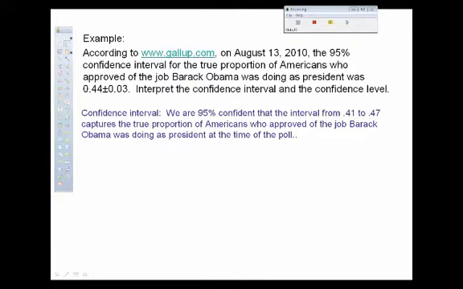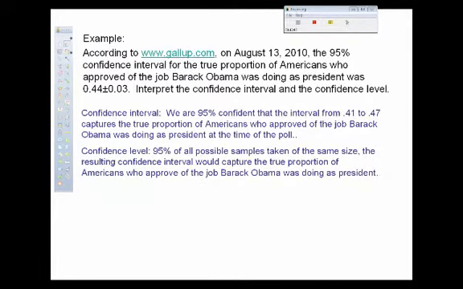And then our confidence level: 95% of all possible samples taken at the same size, the resulting confidence interval would capture the true proportion of Americans who approved of the job Barack Obama was doing as president. So in the confidence interval, you're giving your endpoints, and in the confidence level, you're not. So keep that in mind when you're doing this.